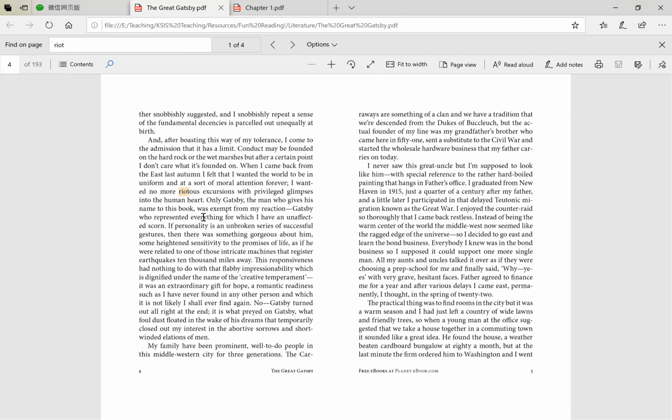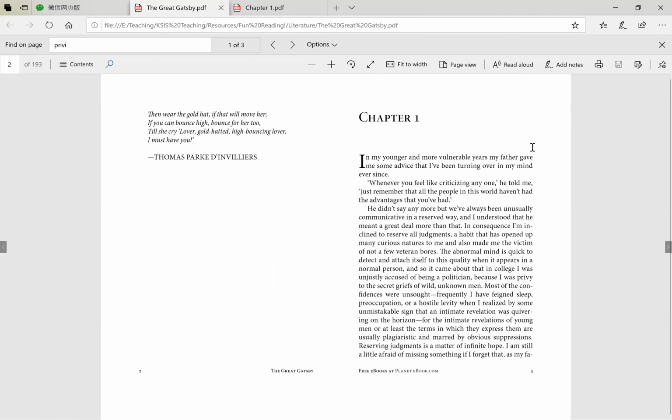Another word that he uses a lot is privileged. So excursion, privileged glimpses. He uses that quite a few times. And throughout the book, you may actually see a comparison between those that are privileged and those that are not. In fact, when he first talks about his father at the very beginning, he says, "Whenever you feel like criticizing anyone," he told me, "just remember that all people in this world haven't had the advantages that you've had." So here we're looking at the level of privilege or advantage that one group might have over another.